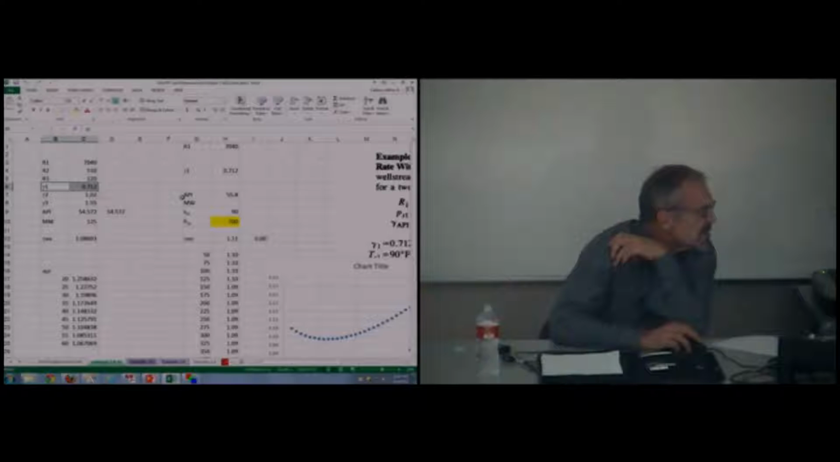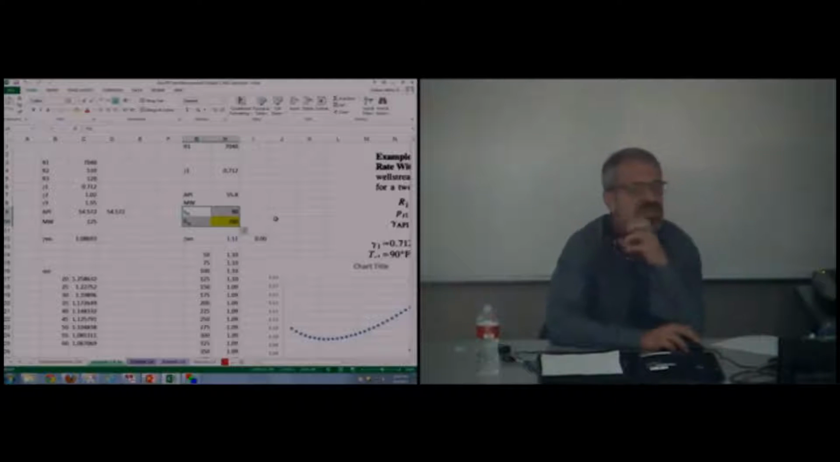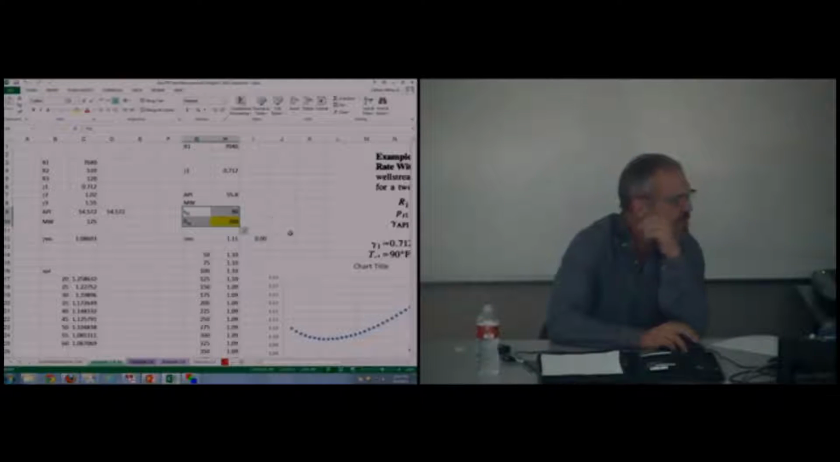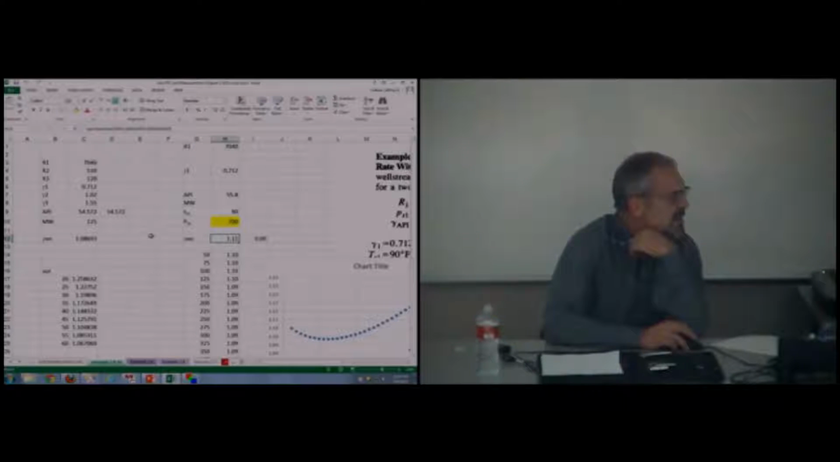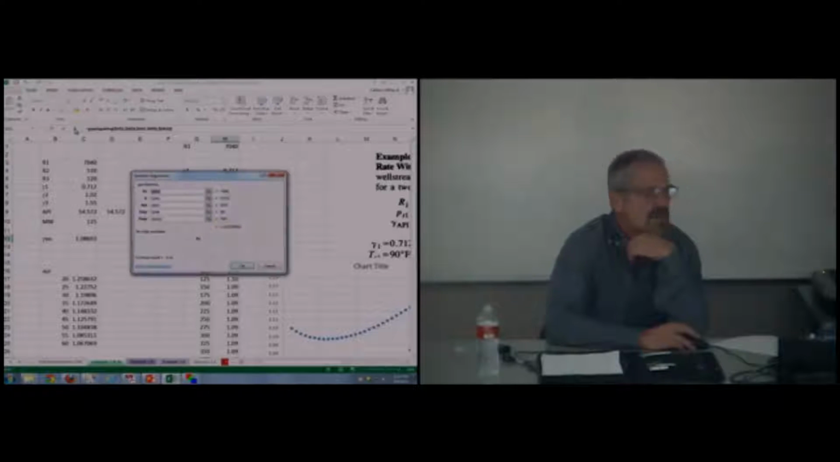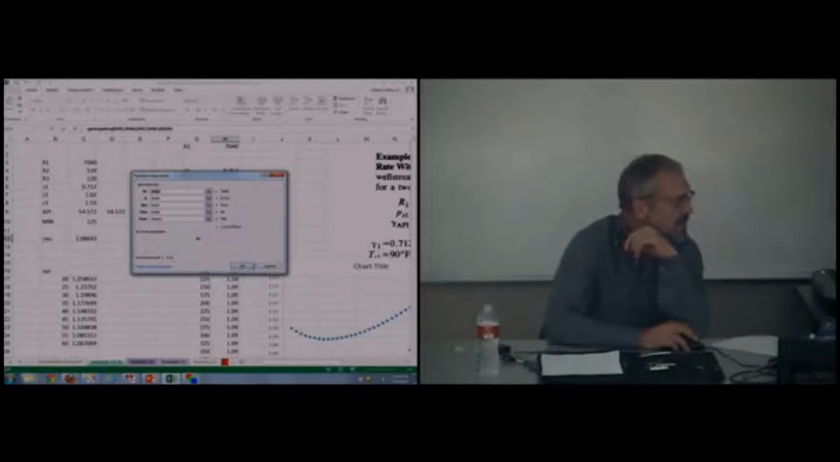The API of the liquid pretty much matches. But instead of giving R2, R3, G2, and G3, we were instead given the separator temperature and pressure, and then using a correlation, we got a gas gravity that way. Using your software, right? This is all reviewed.